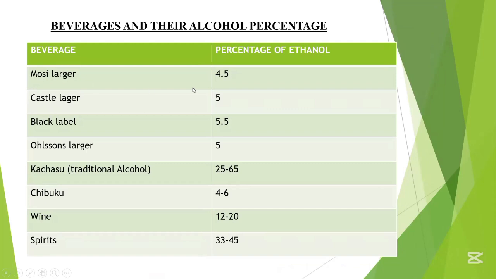I'm sure some of you are familiar with these beverages, such as Mosi Lager. It has a percentage of about 4.5 of ethanol. Castle Lager 5%, Black Label, Kachasu, Chibuku, wine, spirits, Castle Lager, all those. Kachasu is so potent, I don't even know how you can describe it. It is highly potent. Imagine the percentage of alcohol ranging from 25 to 65%. So if you take Kachasu, you can imagine how much damage you're causing to your body.